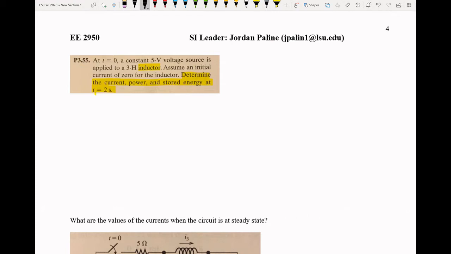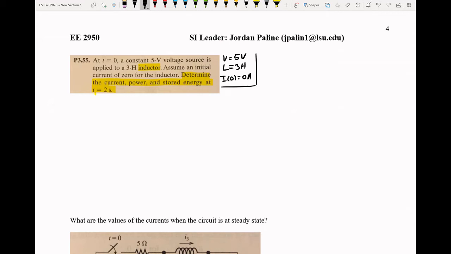So we have a constant 5-volt source. So V is equal to 5 volts. And then we have our inductance value, which is L is equal to 3 henries. And we know that initially 0 current for the inductor, as stated in the problem statement. So I of 0 is equal to 0 amps. So these are our known values here.